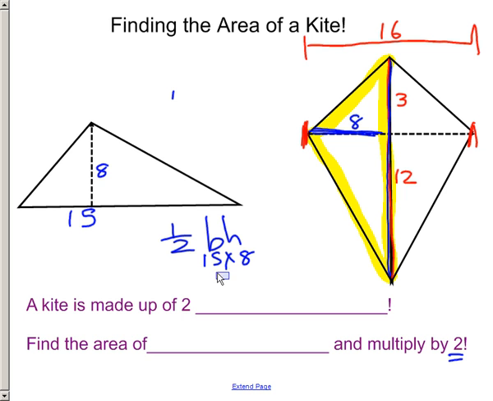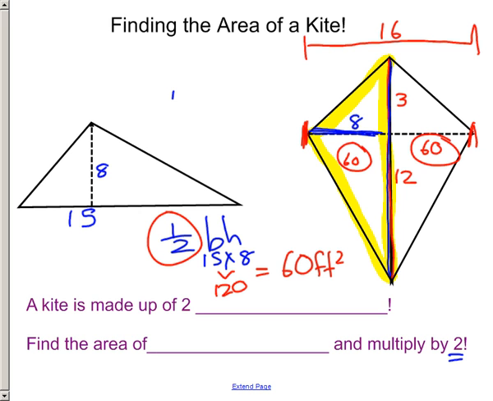All right, so if I do 15 times 8, I get 120. Now I have to remember to take half of that, so that's going to equal 60. Let's say we're talking feet, so feet squared. So I know the area of this triangle is 60, and then the area of this triangle is also 60. So if I add those back together, 60 plus 60 equals 120, and that's my total area, feet squared.